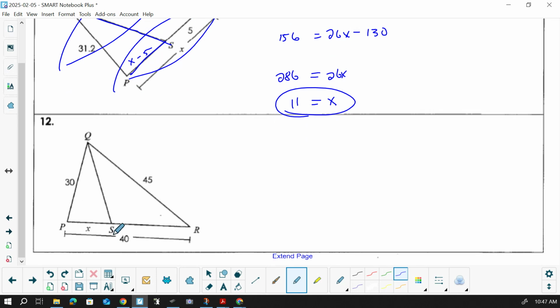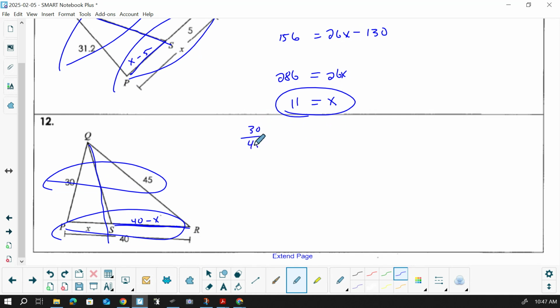Final question, 40. The whole thing is 40, so this side would be 40, the whole thing minus this part, x. So that's how long that would be. And then there's our line, one fraction, other fraction. So 30 over 45 equals x over 40 minus x. The 30 over 45, I'm going to simplify that because that one just jumps out at me. 5 goes into both of those. Actually, bigger than that, 15 goes into both of those. 15 goes into this twice. 15 goes into this 3 times. That makes it a lot easier.